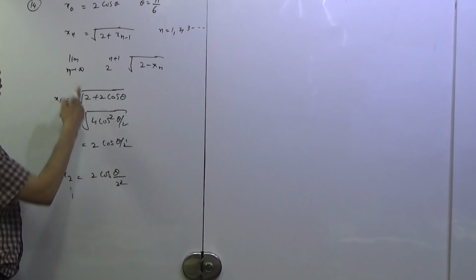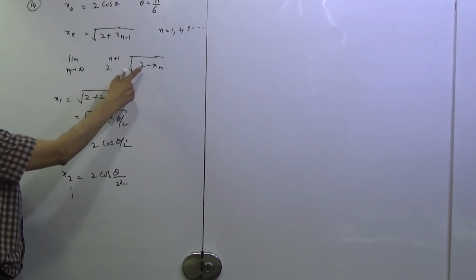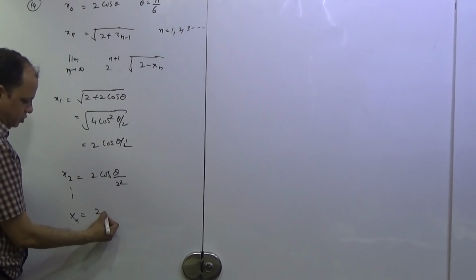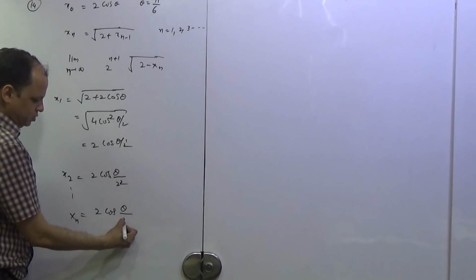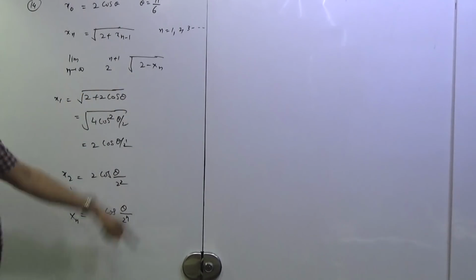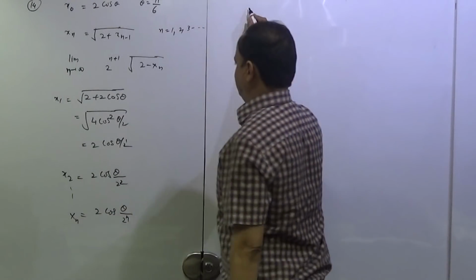And what do we need? We need xn. So what will be xn? Can you tell me? xn is 2 into cos of theta by 2 raised to 2 raised to power n. Yes. I will put it here and I will solve this limit. I am solving this limit here.